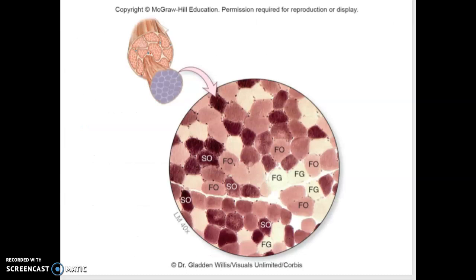This is just a microscopic image looking at the muscle fibers themselves. You can see some of the darker ones are slow oxidative. These move slowly, but they're a lot more resistant to fatigue. And then you can see a fast glycolytic here that moves quickly, but fatigues a little bit easier. Within any individual muscle, you should have both of these. Just the proportion depends on the muscle and depends on your genetics.